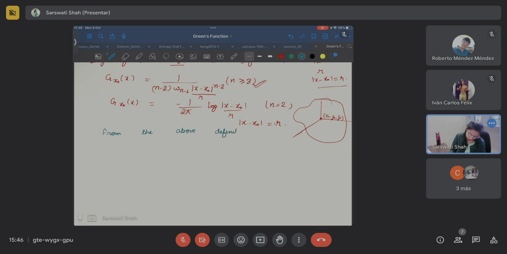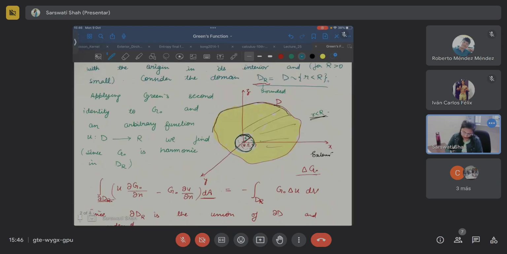So from the above definition, for any bounded domain D in Rn, any arbitrary C2 function. Mention that we are taking this arbitrary C2 function because its second order derivative is continuous. That's why I am keeping this term.